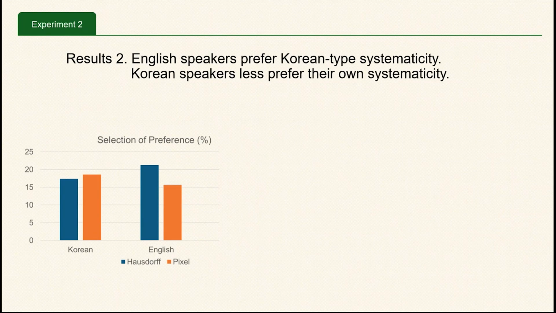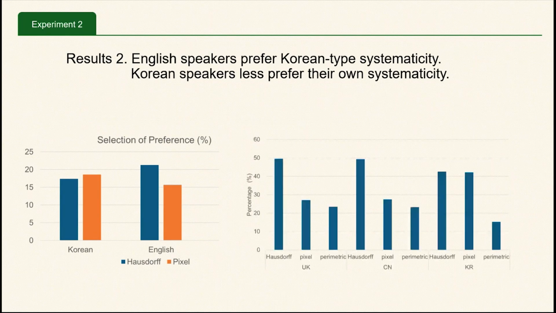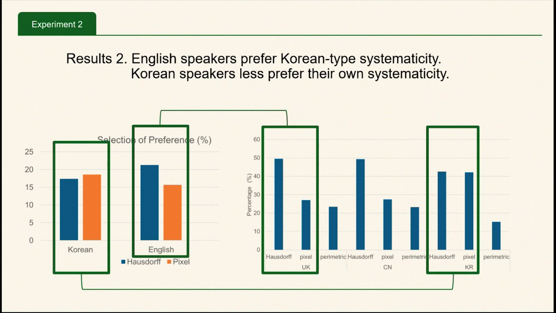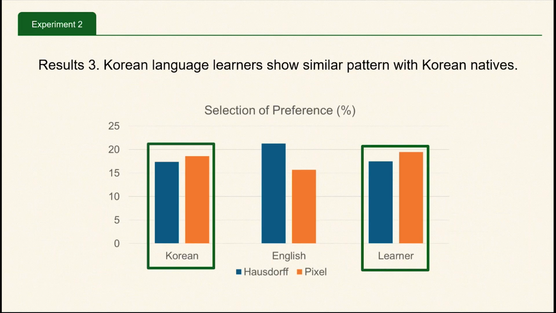English speakers prefer the Korean type of systematicity. Just like this, the same confirming data. Korean speakers less prefer their own systematicity, confirming data. I was very happy to find it.